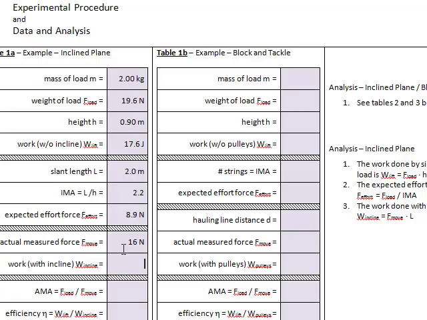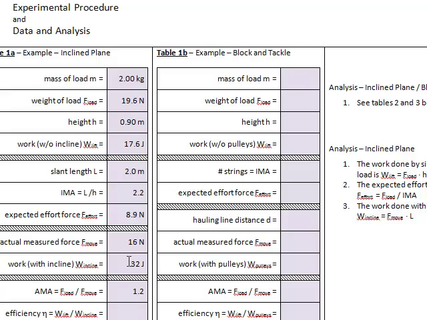Okay, the work that is done with the incline is this one over here. So work with the incline is the force with which I actually moved it times the length. So 60 newtons times 2.0 meters comes, of course, out to 32 joules. And now the actual mechanical advantage is the load force. I'm sorry, the force of the load divided by the actual measured force, so 19.6 divided by 16 comes out to 1.2. So the actual mechanical advantage is only 1.2, 20%.